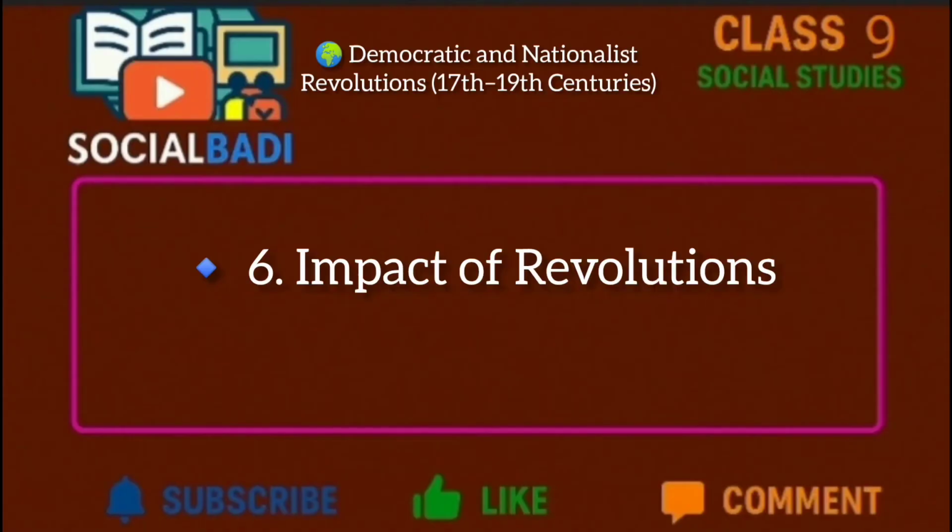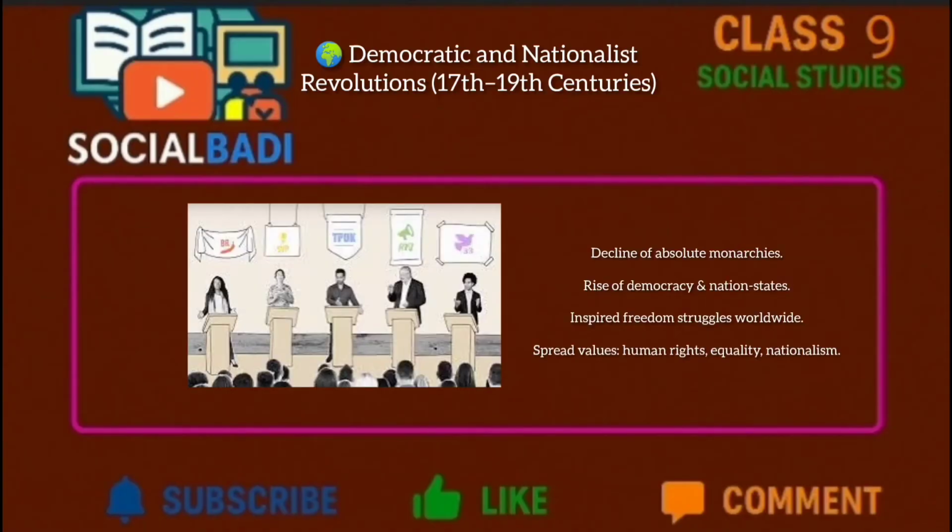Impact of revolutions. Decline of absolute monarchies, rise of democracy and nation states, inspired freedom struggles worldwide, spread values of human rights, equality, nationalism.